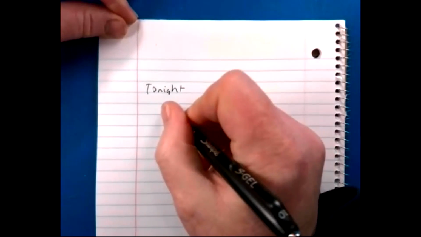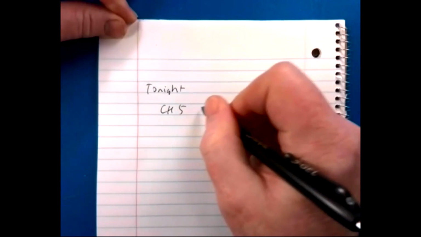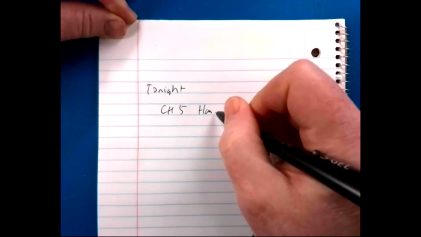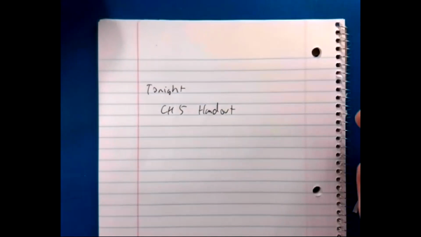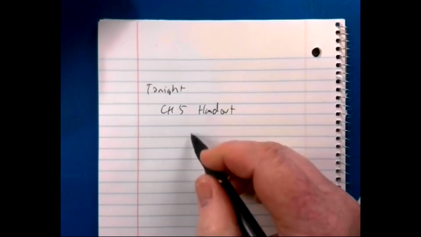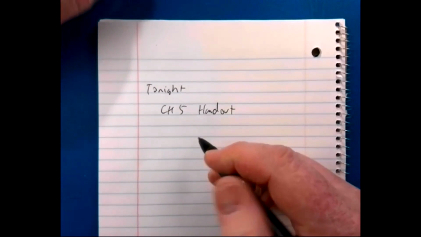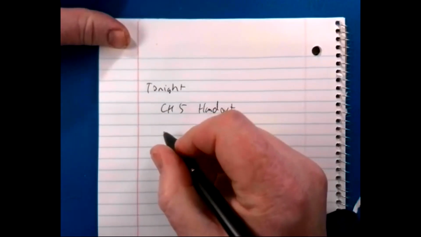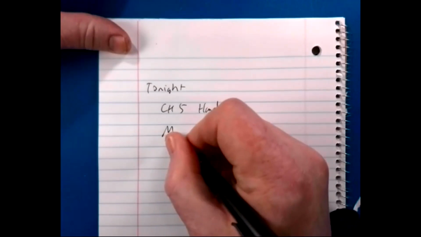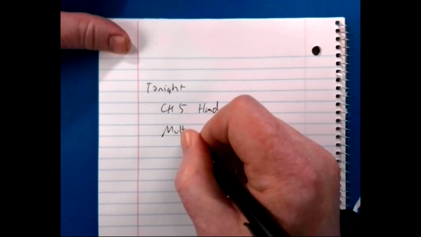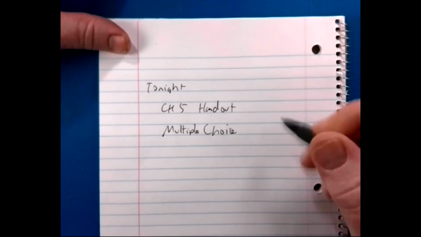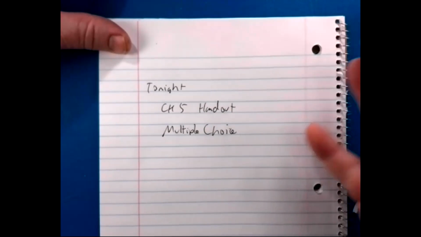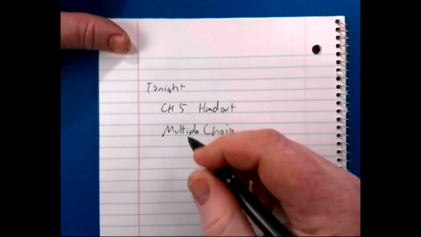I want to add a couple things to the Chapter 5 handout. There's a couple pieces of evidence that I think we should talk about before we go into Chapter 3. So tonight, Chapter 5 handout, we'll do the multiple choice, and we'll get the answers. We'll see what the group decides for the answers on those.